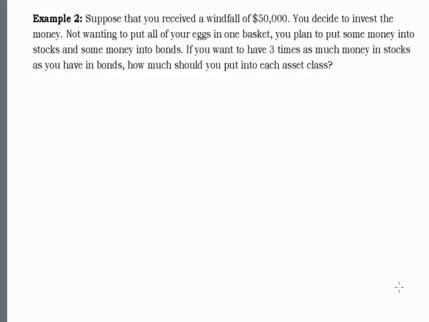Example 2 reads, suppose that you received a windfall of $50,000. You just got $50,000 in cash. You decide to invest the money. Not wanting to put all of your eggs in one basket, so to speak, you plan to put some money into stocks and some money into bonds. If you want to have 3 times as much money in stocks as you have in bonds, how much should you put into each asset class?